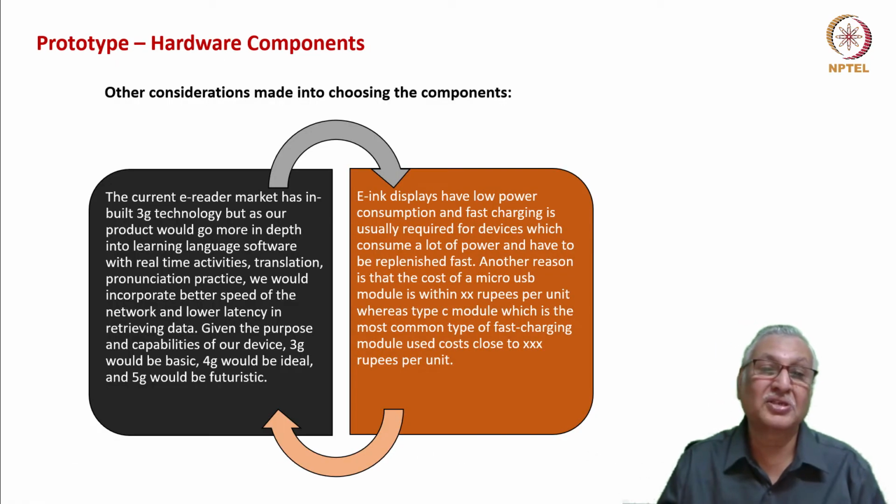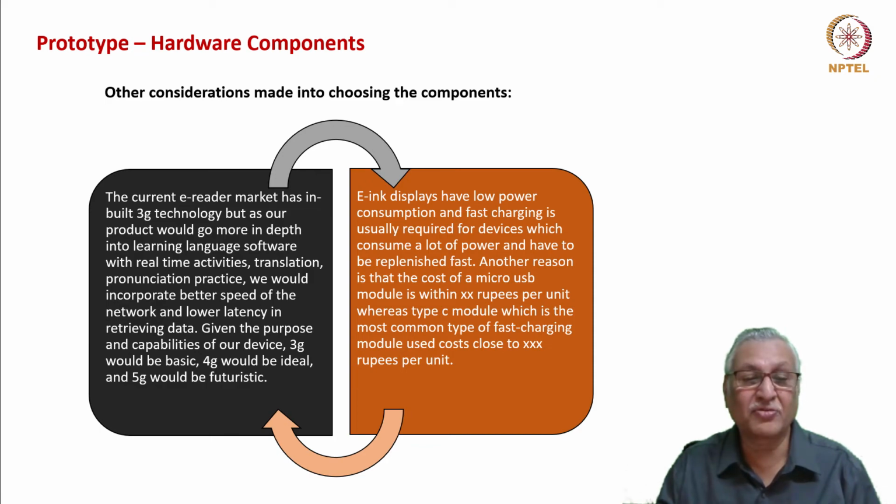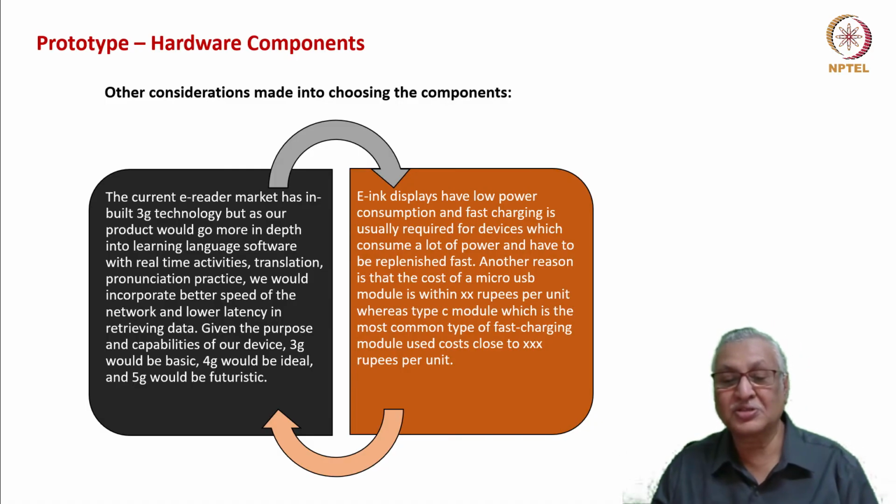There have been other considerations also that influenced choosing of the components. The current e-reader market has inbuilt 3G technology, but as the proposed product would go more in depth into learning language software with real-time activities, translation, pronunciation practice, the team decided that it would incorporate better speed of the network and lower latency in retrieving data. And given the purpose and capability of the device, 3G would be considered the basic version, 4G would be the ideal for the current circumstances, and 5G would be futuristic.